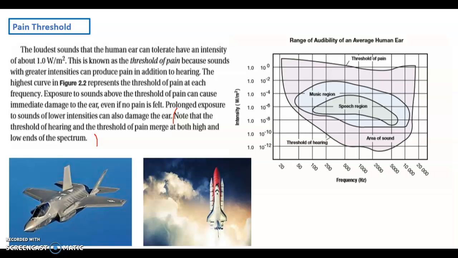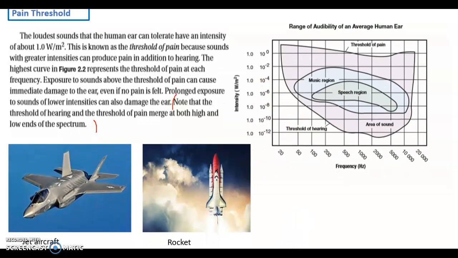Down here we have examples of two objects that give sounds above that threshold of pain, which are the jet aircraft and the rocket. So that's why those who work with this stuff have to keep something in their ears to protect them from receiving high intensity sounds.